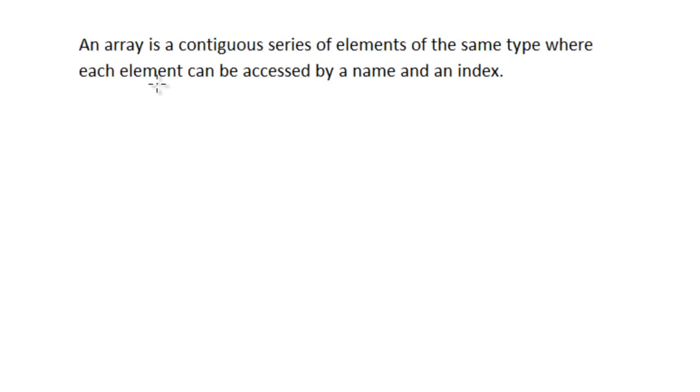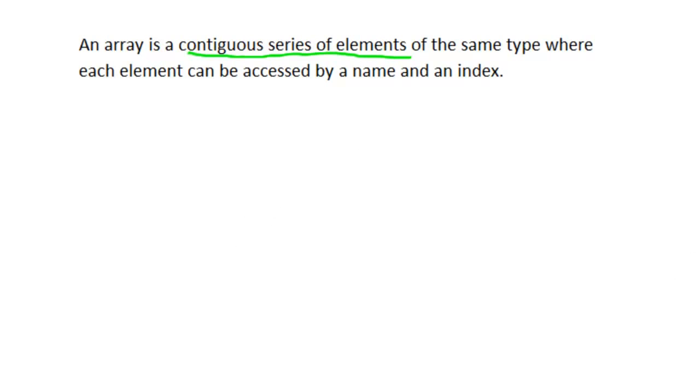Okay, so here we have a definition of an array. An array is a contiguous series of elements of the same type where each element can be accessed by a name and an index. So let's look at each one of the parts of this definition and try to get an idea visually of what's going on. In this first part, we have a contiguous series of elements. When we say element here, we just mean a cell, a box.